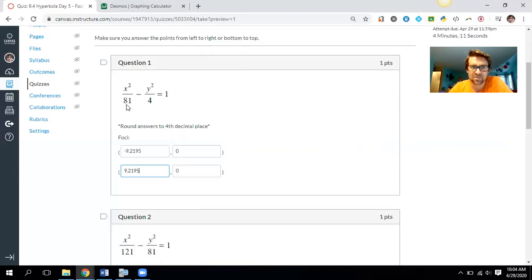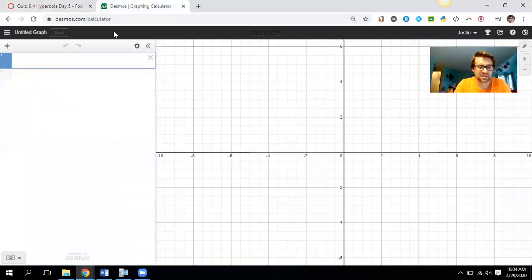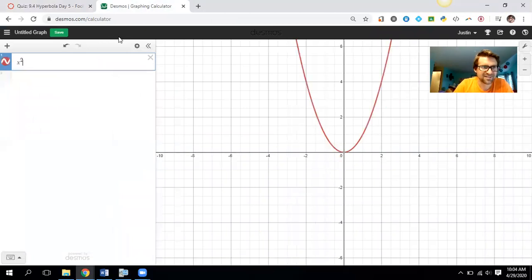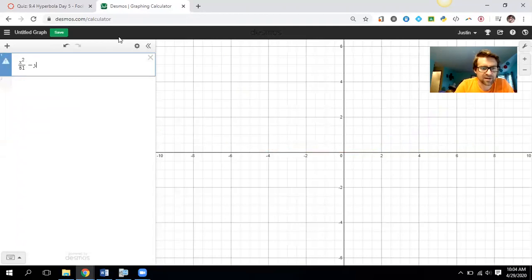And to get the c number, it's the square root of the bottom two numbers added together. So if I add these bottom two numbers together, that's 85. So it's going to be 0 from the top minus the square root of 85. There's our first number. And then 0 plus the square root of 85. That's the bottom number. So if I go on Desmos here and type this out, x squared divided by 81 minus y squared divided by 4 equals 1.